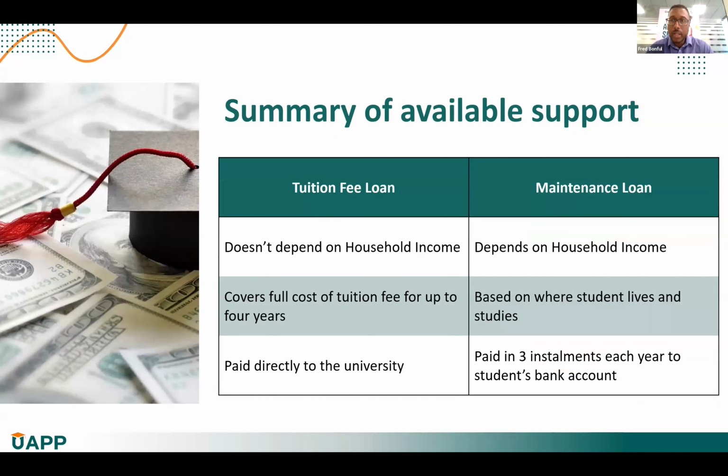Brilliant. This is just a summary of what I've spoken about so far. If you look at the tuition fee loans, not to bore you, it's not based on your household income, whereas your maintenance loan is. Second, it covers the full cost of your tuition fees up to 4 years, and the maintenance loan is based on where students live and study. I'll cover a bit more about that so you can see how much Student Finance will give you. Lastly, the tuition fee loan is paid directly to the university, and the maintenance loan is paid into your bank account in 3 installments. I'll just say this before we go to the next slide.